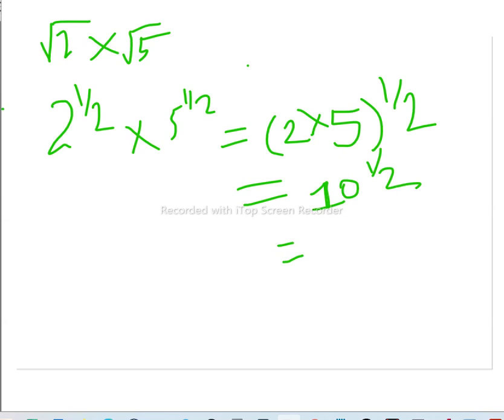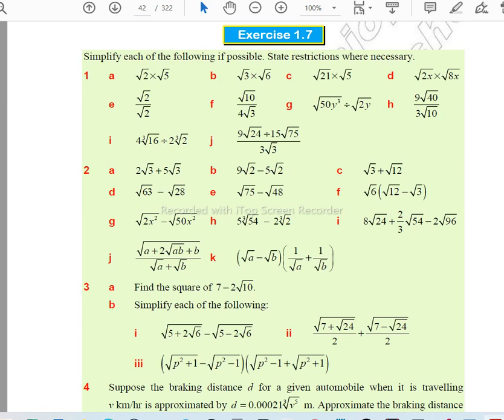Then we can rewrite 10 to the power of 1 over 2 as the square root of 10, the same as the square root of 10. So we can write the square root of 10 like this. So this is question number 1, letter A.